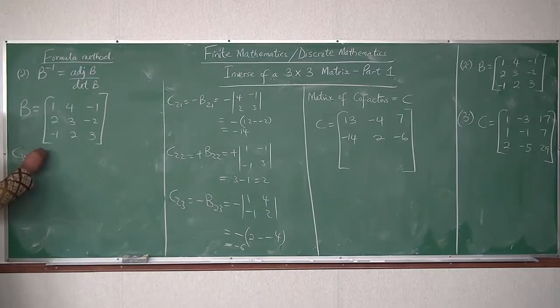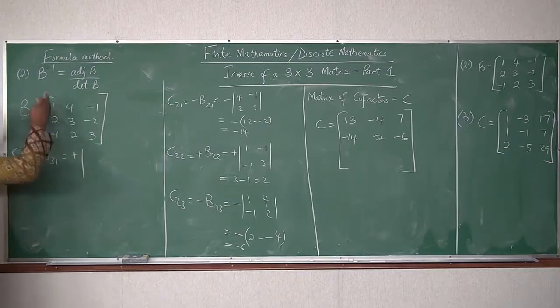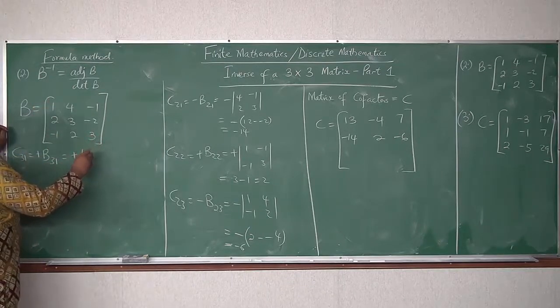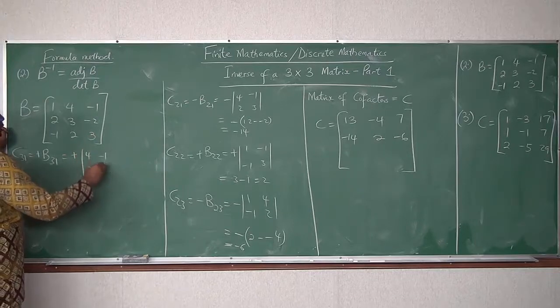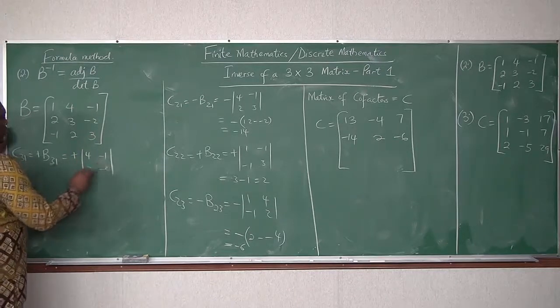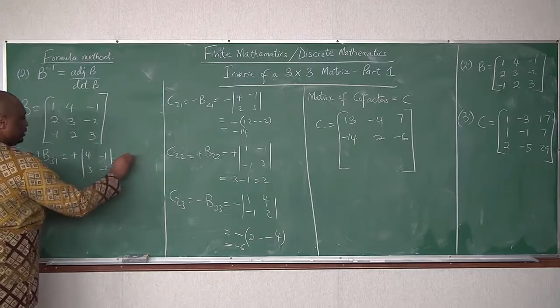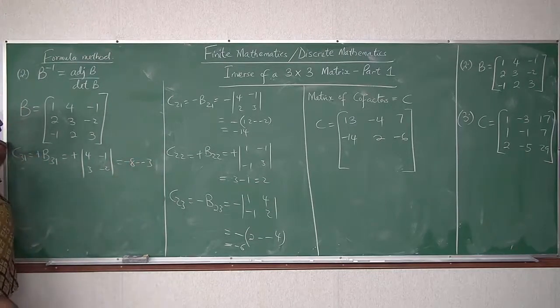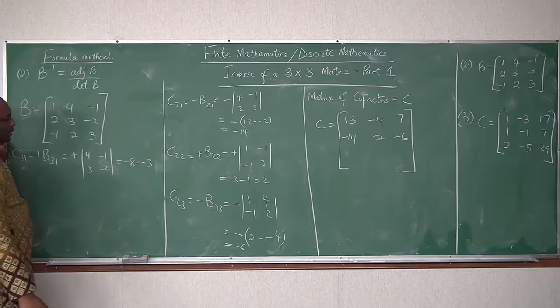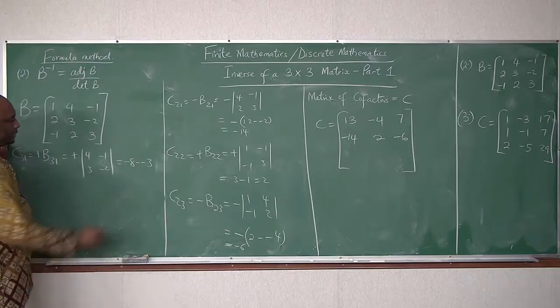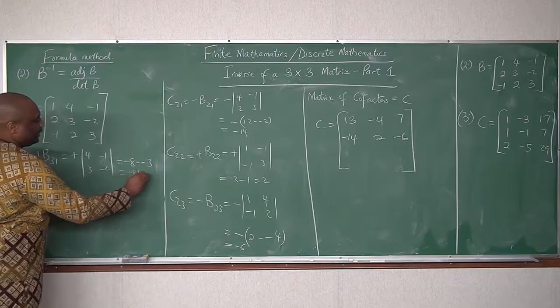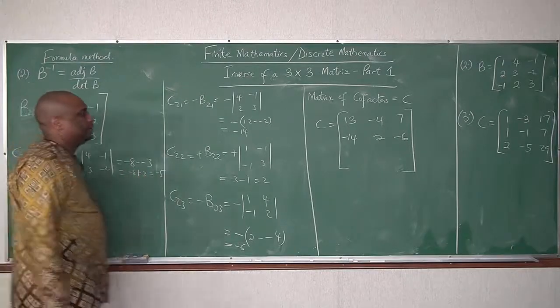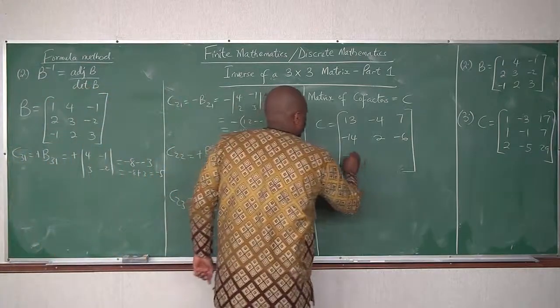C31 is plus B31, which is plus determinant. That is 4, -3, -1, -2. And that will give us -8, -3. Right? -8 minus minus 3, which is minus 8 plus 3, and that is minus 5. So this is minus 5.